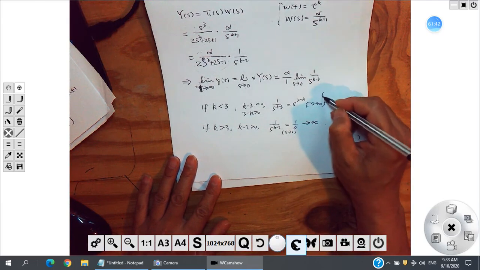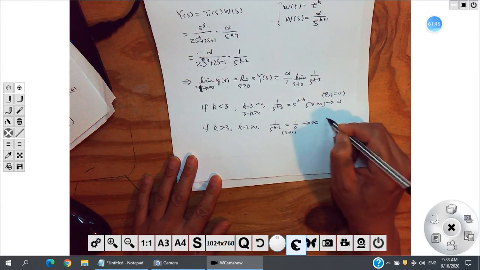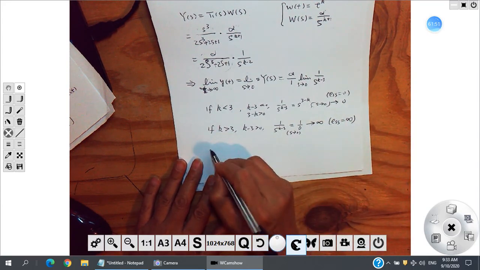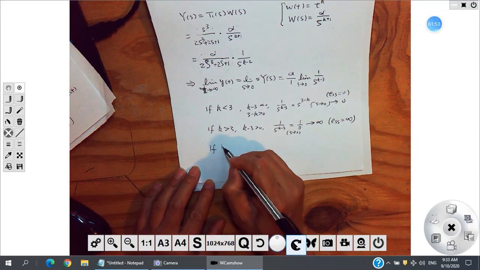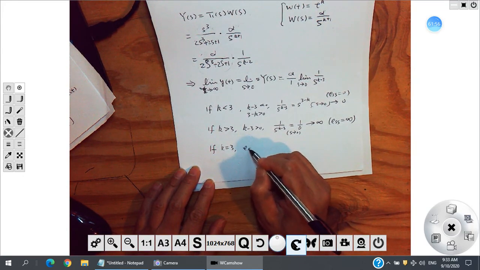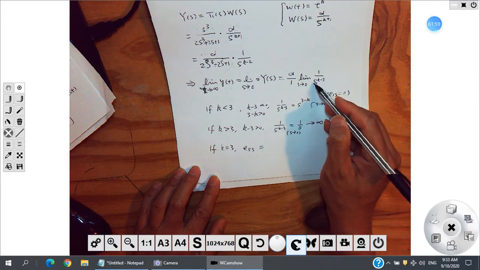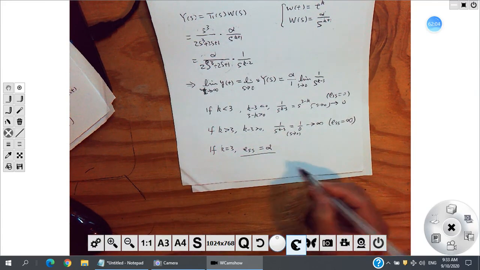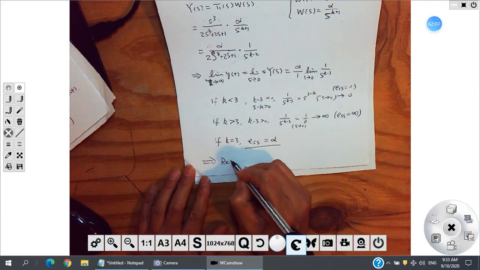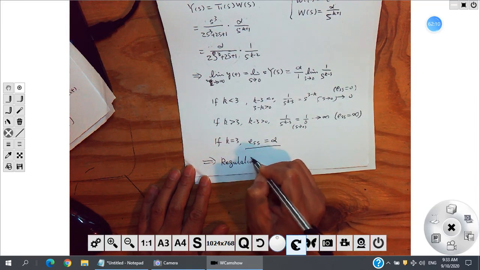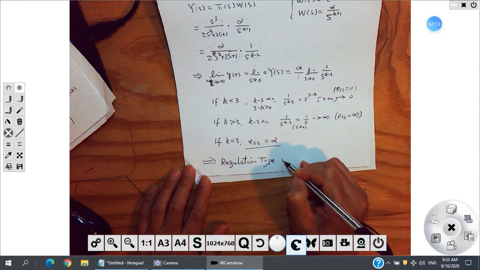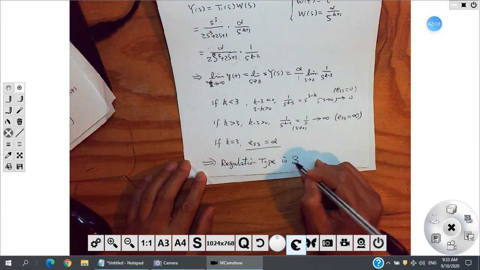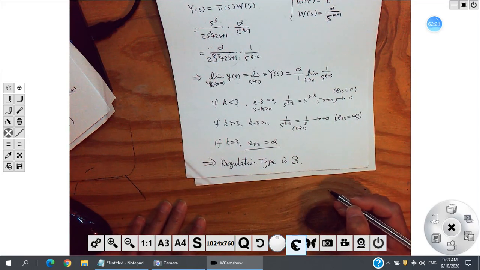Yeah, this is ESS is 0. This is ESS is infinite. Okay, the type should be 3, right? Type is 3. And when k equals 3, then I have ESS, this is 3, so it's cancelled, right? s to 0 is 1. So this is R. Yeah. So we know the regulation type. Regulation type is 3 for this system.